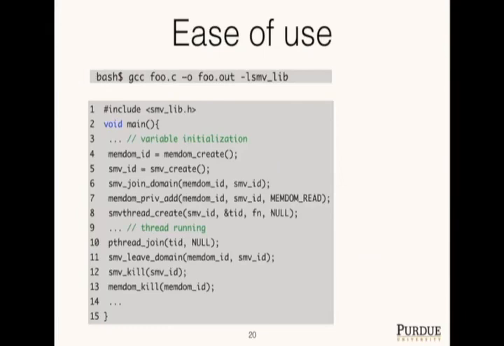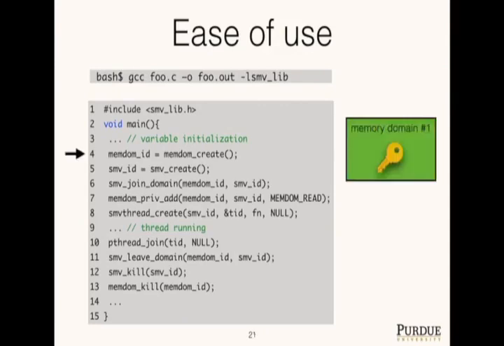Okay, so SMV is really easy to use. The programmer just needs to link the SMV library when compiling source code and include a header file. Just to give a really simple example of how to use SMVs with some of the basic API calls: first, we can create a memory domain and store the program secret in that domain. Then we create an SMV container, and we make the SMV join the memory domain. So there's a mapping recorded in the system.